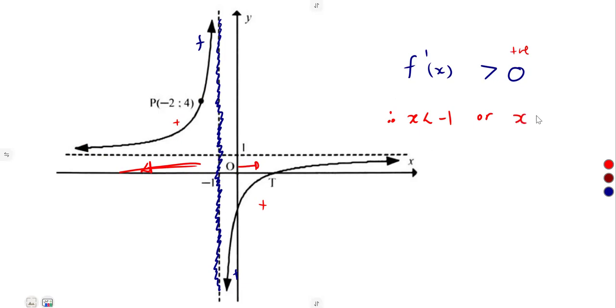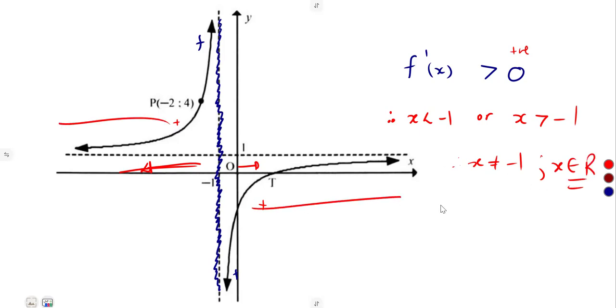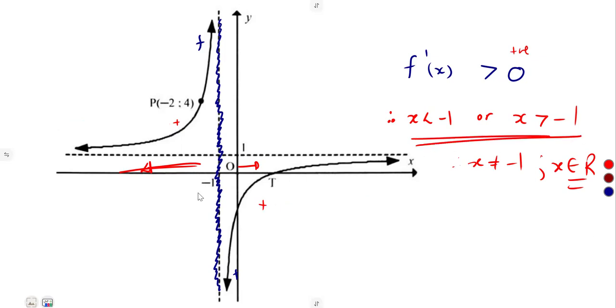And on the other side, x is greater than -1. So in actual sense, we can just say x cannot be equal to -1, but x is any real number, because of what we have on this side and on the other side. So that becomes your solution, or you can just have it this way: x cannot be equal to -1. This is how you answer a derivative question.